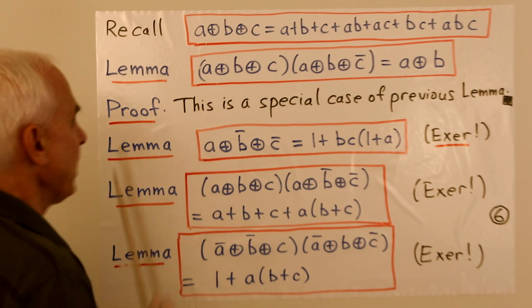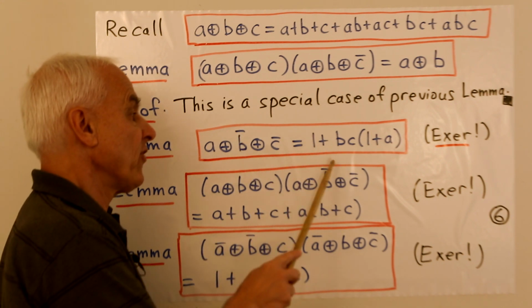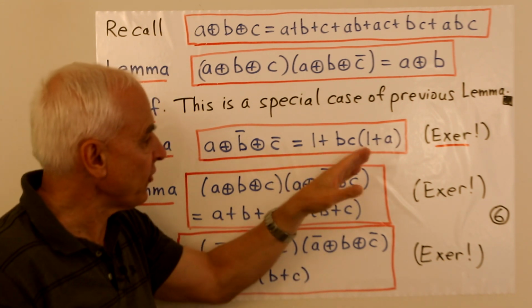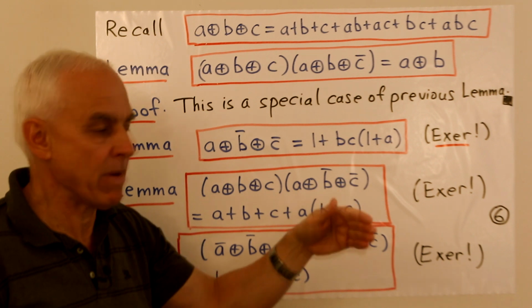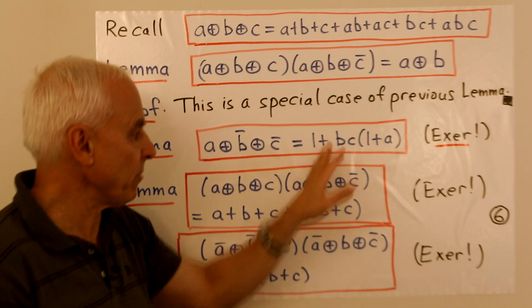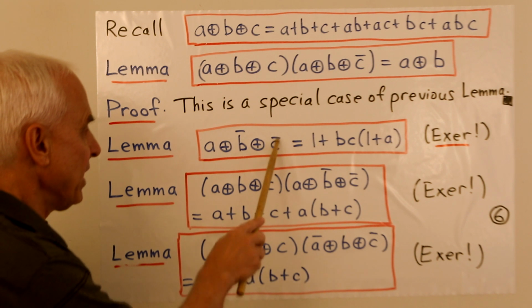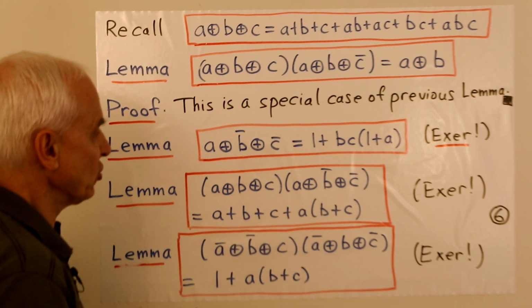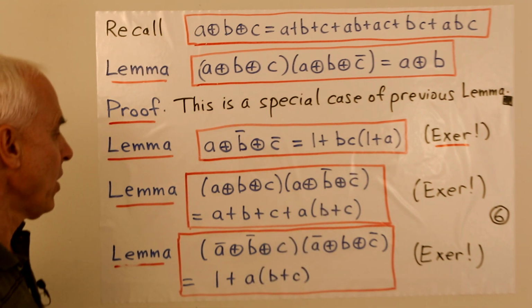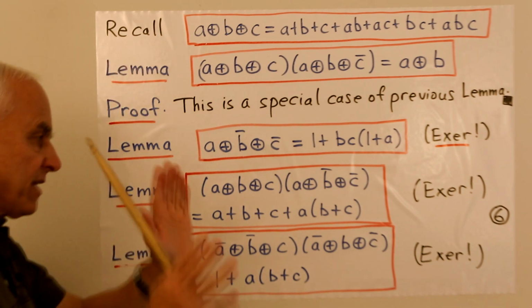Here is another little identity. A circle sum B bar circle sum C bar is 1 plus BC times 1 plus A. And I've just factored it like this to make it a little bit easier to remember. If we actually want a Boole type expression, we would just expand this out, but I'm preferring to write it like that. The bars over the B and C are reflected by having this BC term here, and the A ends up with a negation, 1 plus A.